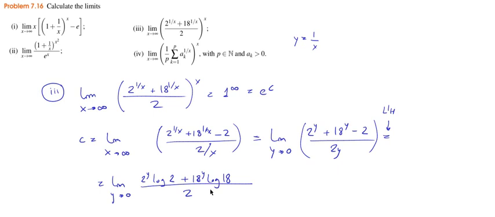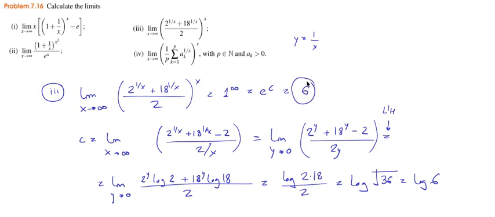And so what we have is, when y goes to 0, this is 1 plus 1, so the limit of this is the logarithm of 2 plus the logarithm of 18, which is the logarithm of 2 times 18, over 2. This is 36, so this is the logarithm of the square root of 36, the logarithm of 6. So c is the logarithm of 6, e to the c is e to the logarithm of 6. The limit is 6.